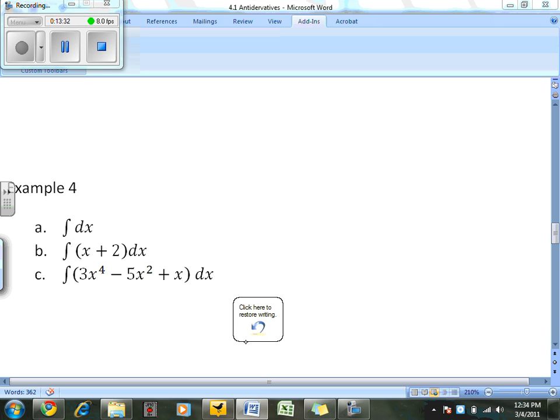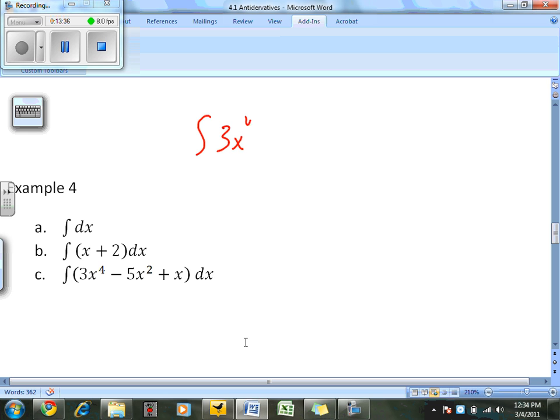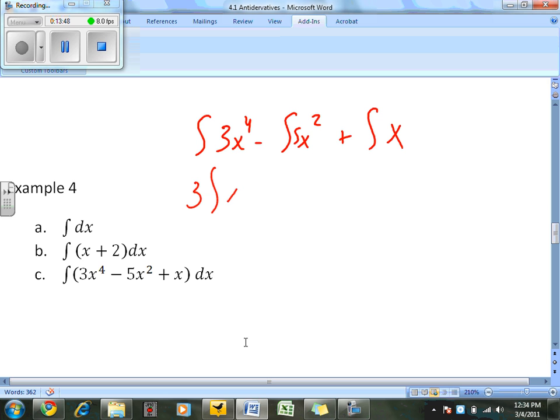And for the last one, works the same way. The integral of 3x to the 4th minus the integral of 5x squared plus the integral of x. And again, we can pull our constants out. 3 times the integral of x to the 4th minus 5 times the integral of x squared plus the integral of x. Okay?